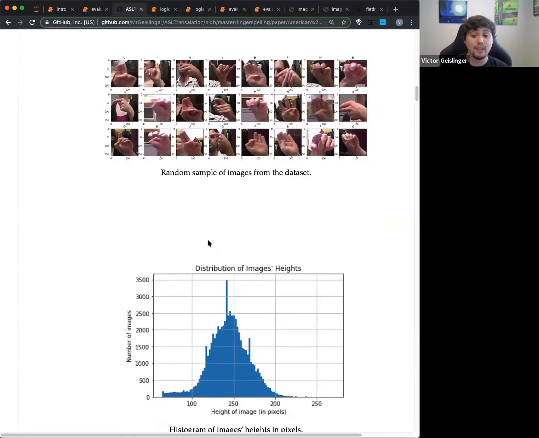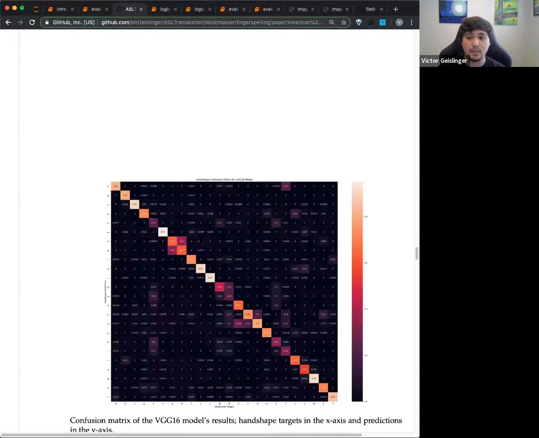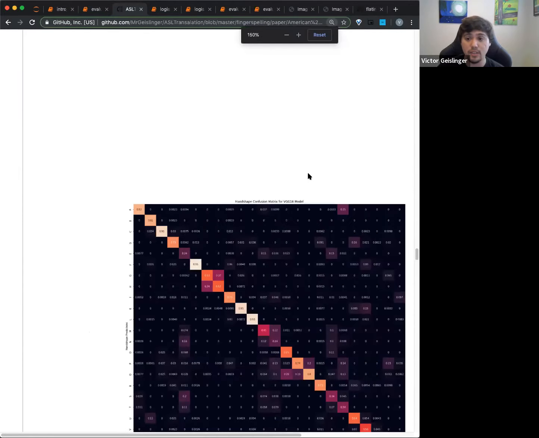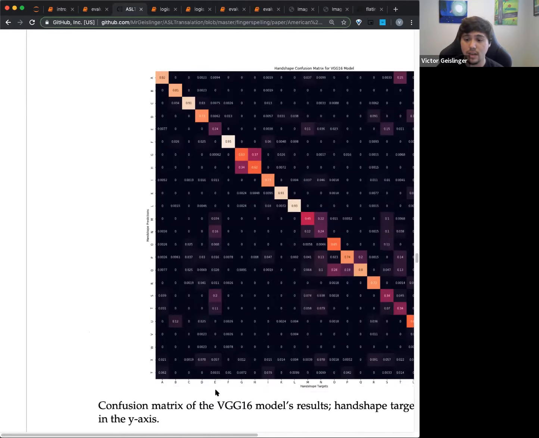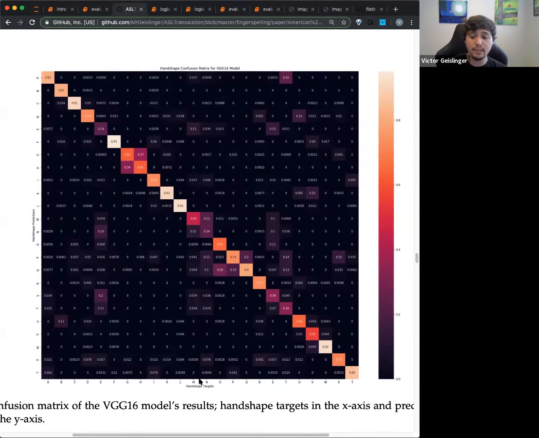So at the end of this, after I'm just scrolling through this paper really quickly, I actually was able to build a confusion matrix. You can see here I have different models going forward. In this case, you can see our hand-shaped targets. These are actually the true labels.